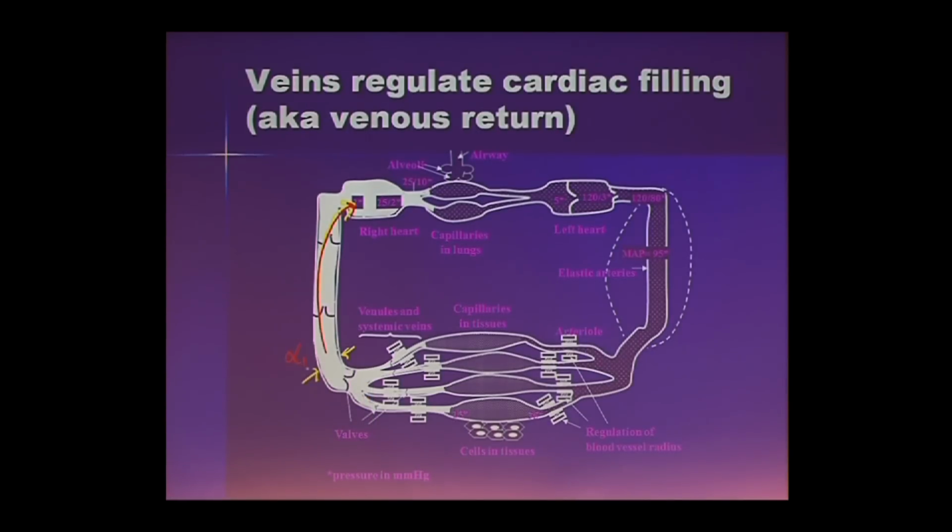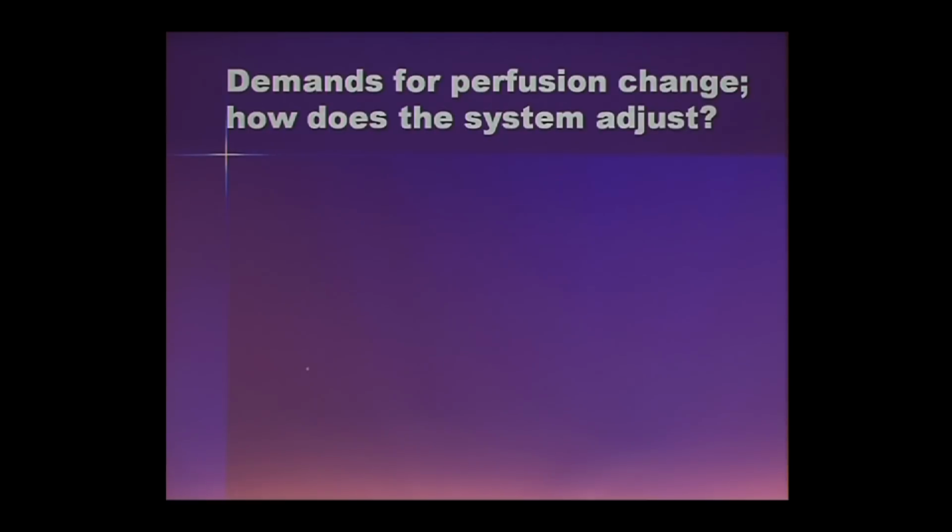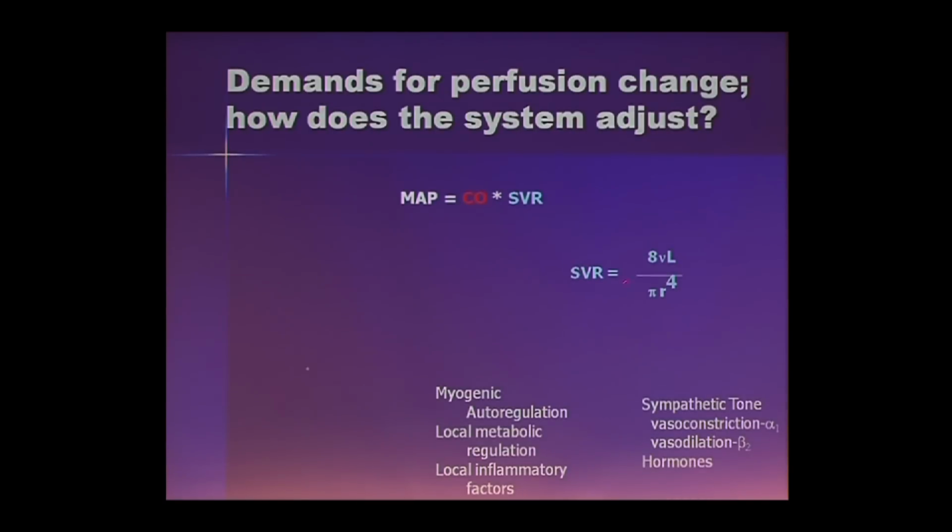Through alpha-1 adrenergic receptor. So, going back to demands for perfusion change and how the system adjusts, we've seen this one before, and we've seen this whole side before. Remember? This occurs on the arterial side, particularly arterioles.